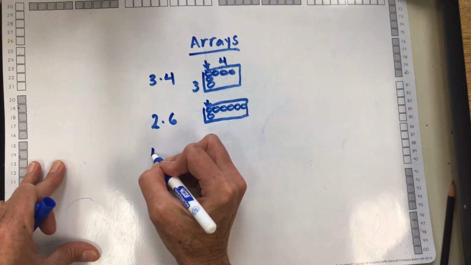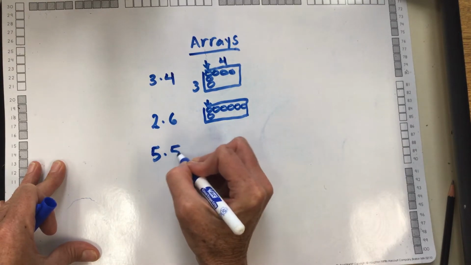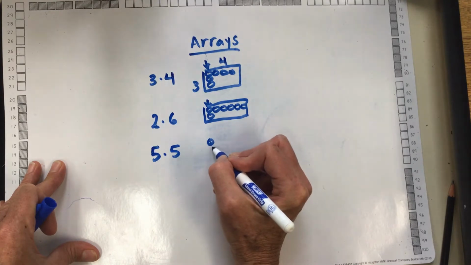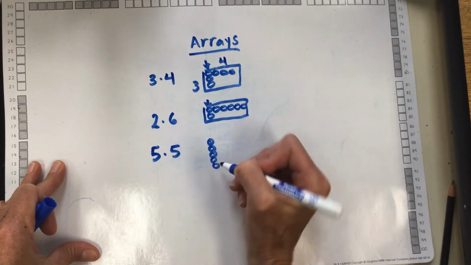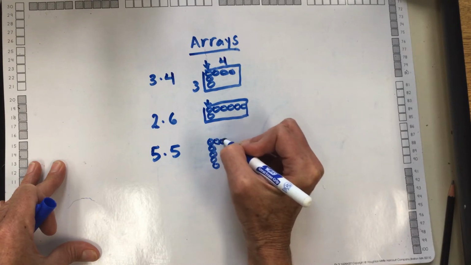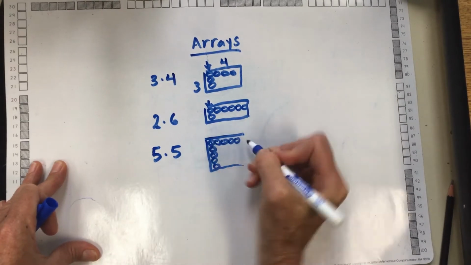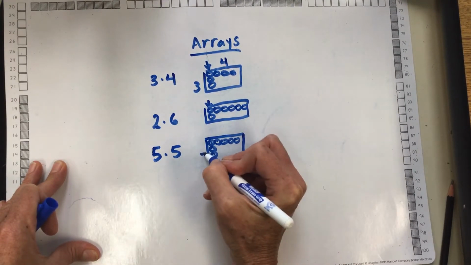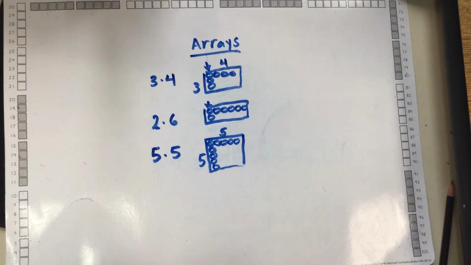And I'll do one more. I'll have maybe a 5 by 5. So in this case, I'm going to have 5 rows going across. 1, 2, 3, 4, 5. And then I'm going to have 5 columns. 1, 2, 3, 4, 5. And of course I'm going to label it. And this looks like a square number because it's a square. It's a 5 by 5. And those are my 3 arrays.